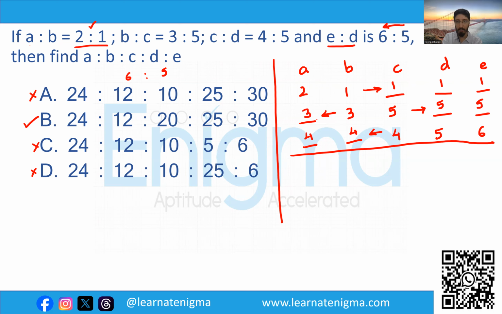Now if you multiply it vertically, 2 3s are 6, 6 4s are 24. 1 3s are 3, 3 4s are 12. 1 5s are 5, 5 4s are 20. 1 5s are 5, 5 5s are 25. And 1 5s are 5, 5 6s are 30. So that is our answer, option B. So this is the general method of getting the answer in these kind of questions.